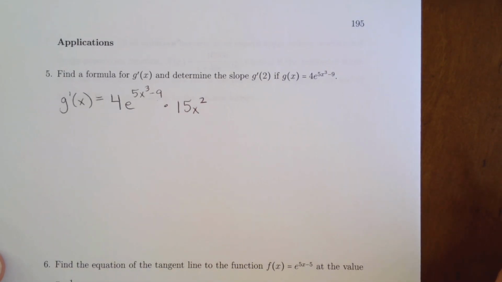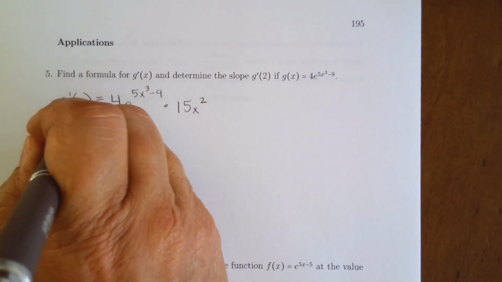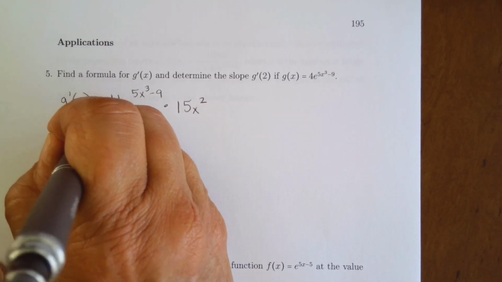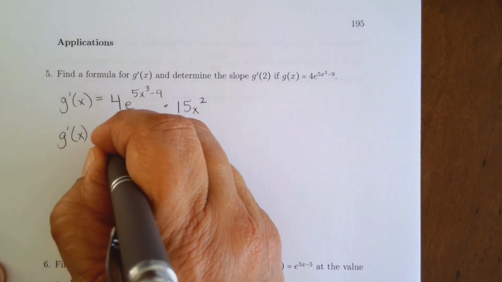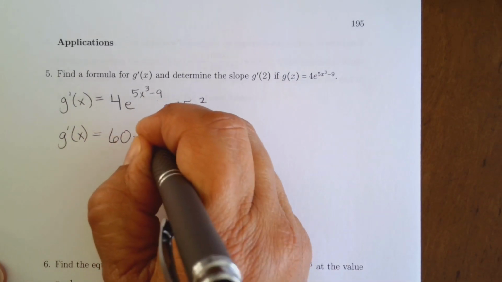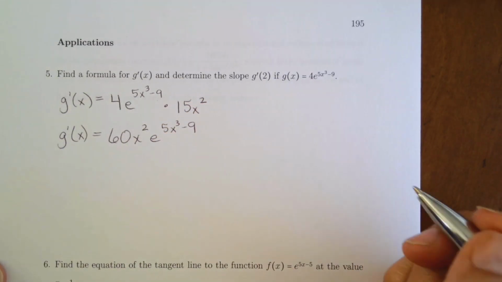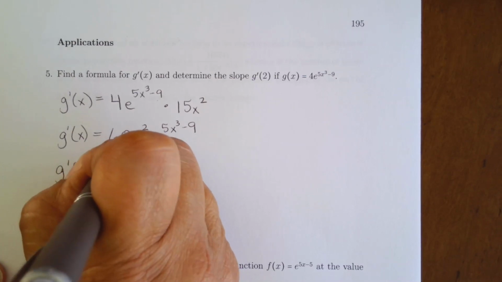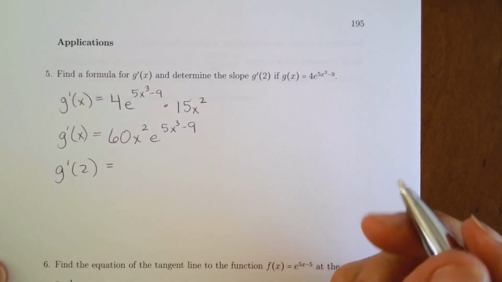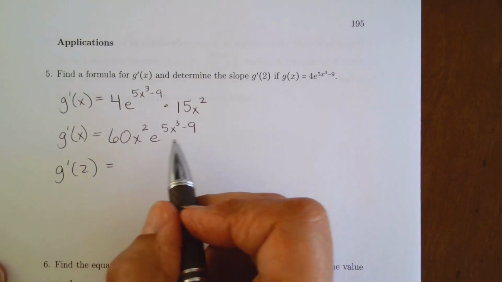Since I've got to plug 2 in here, I could do it just now, but I'm going to go ahead and simplify it just a bit. Not a whole lot to simplify. I'm going to do 4 times 15, which is 60. Bring the x squared out front, and then e to the 5x cubed minus 9. And now it asks me to find the slope when x is 2. So that means I'm plugging in 2 here.